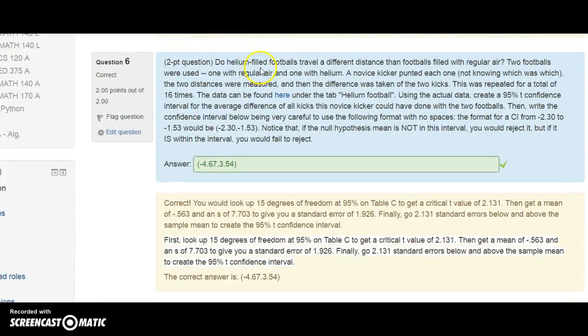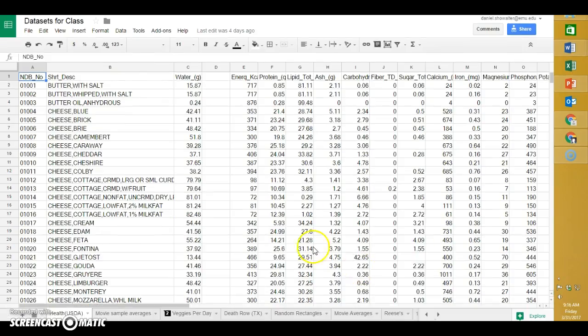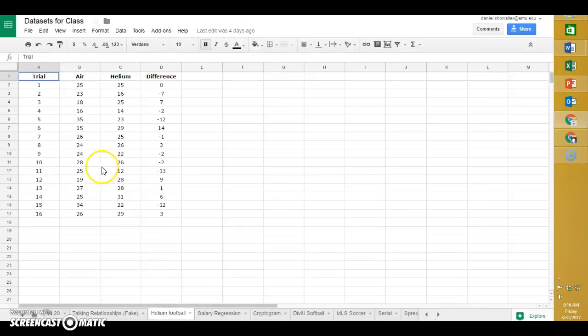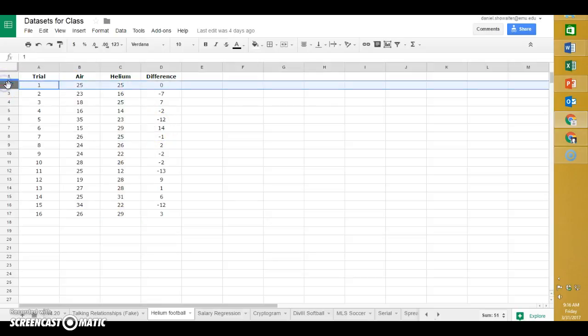Okay, here we have what is really a matched pairs test. When you click on the link, you're looking for the helium football down at the bottom. So here we have the 16 different trials. We have what it looked like with the normal air, how far it went, and how far with the helium that particular trial went. So do notice that this data point is matched with this one, and this one is matched with this one, the 23 and the 16.